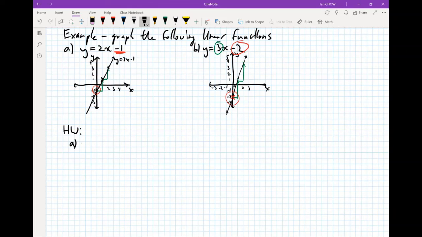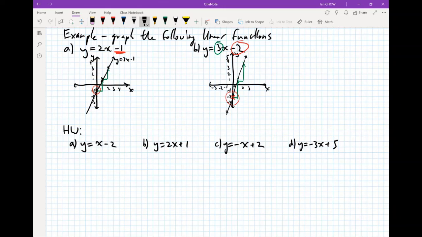Let's say the first one, A, is y is equal to x minus 2. Just graph this one. B, let's do y is equal to 2x plus 1. And then for C, let's do y is equal to negative x, plus 2. And then for D, let's do y is equal to negative 3x plus 5.